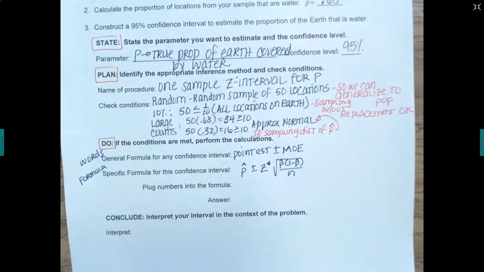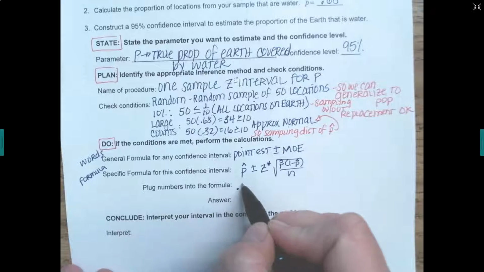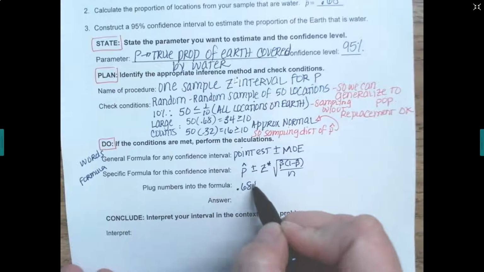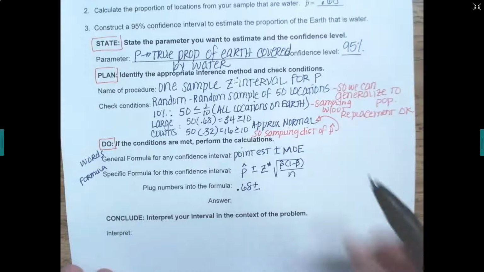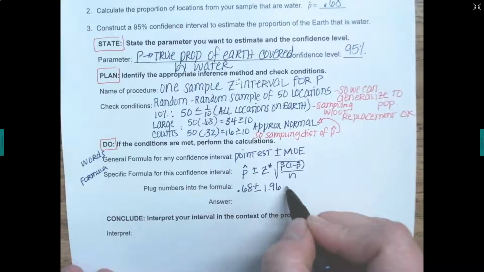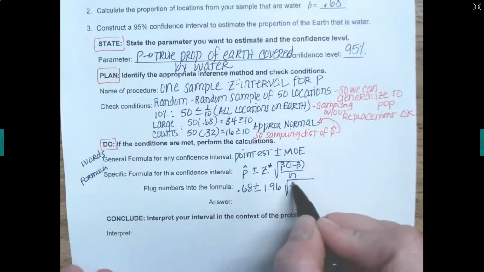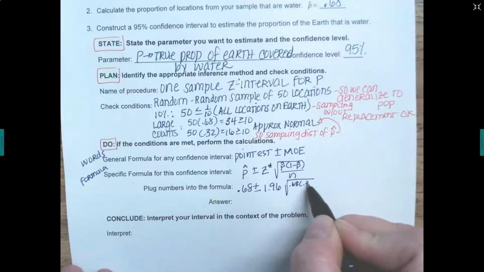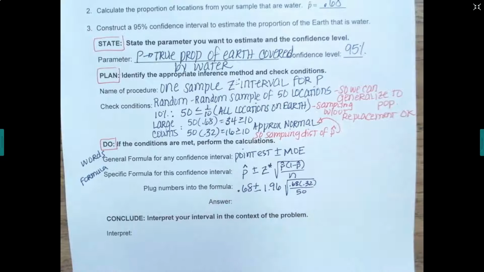Okay. Now we're going to plug in our numbers. Our p hat was the 0.68 that we got above. That's what we got in our sample. Plus or minus z star for a 95% confidence level is 1.96. And then for our standard error, we use 0.68 times 0.32 divided by 50, because we took 50 samples.